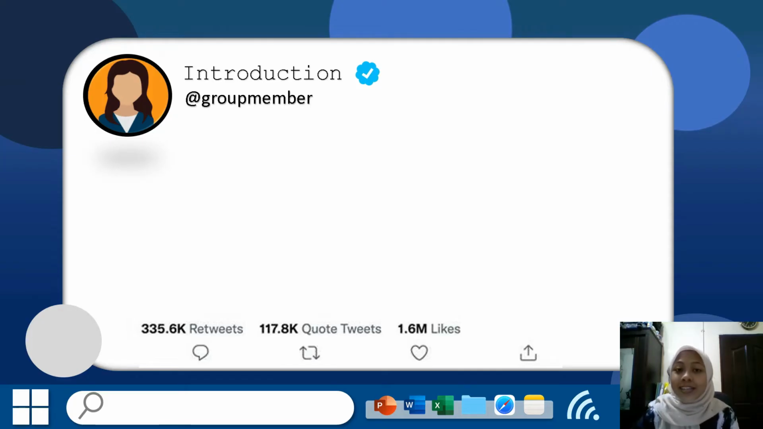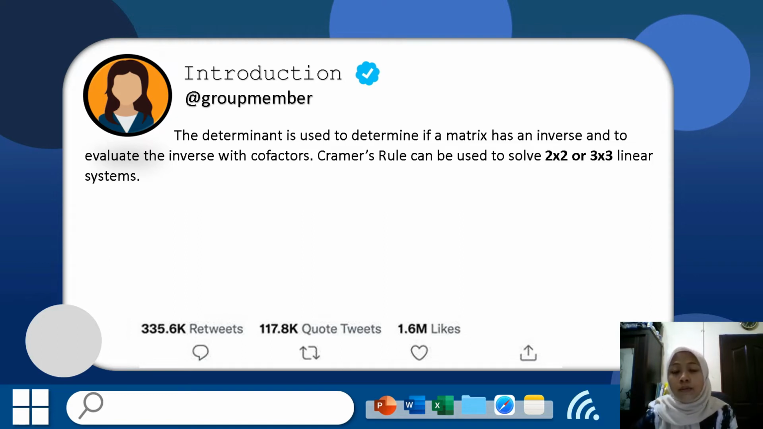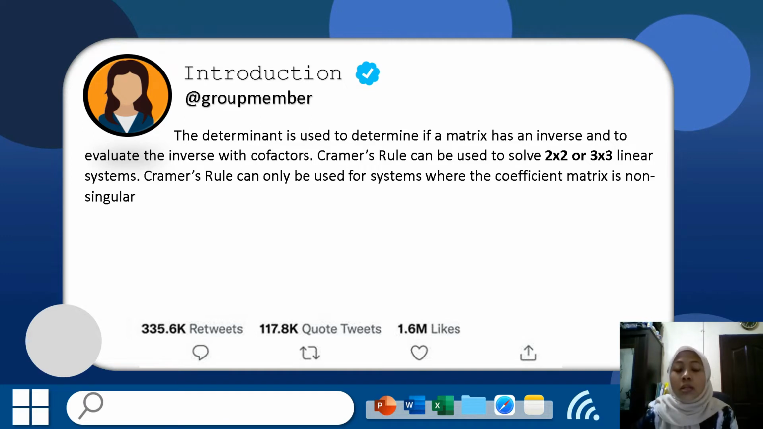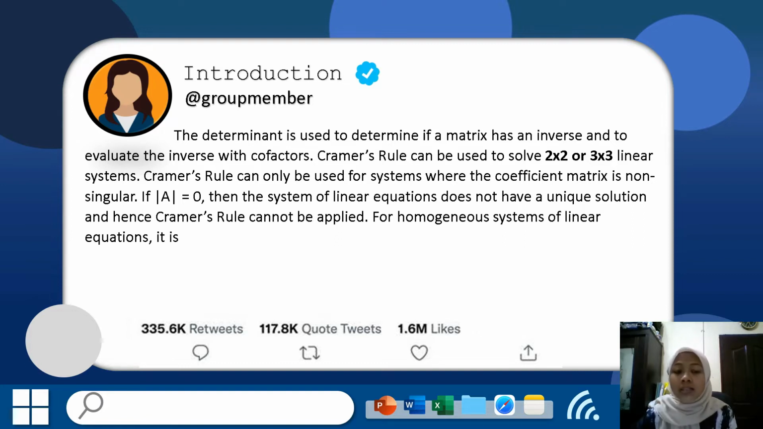Assalamualaikum warahmatullahi wabarakatuh. We start with the introduction of Cramer's rule. The determinant is used to determine if a matrix has an inverse and to evaluate the inverse with cofactor. Cramer's rule can be used to solve a 2 times 2 or 3 times 3 linear system. Cramer's rule can only be used for a system where the coefficient matrix is non-singular. If determinant A equals 0, then the system of linear equations does not have a unique solution and hence Cramer's rule cannot be applied.